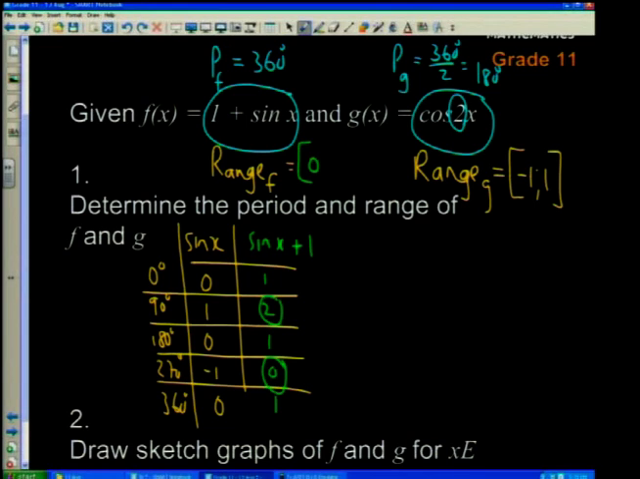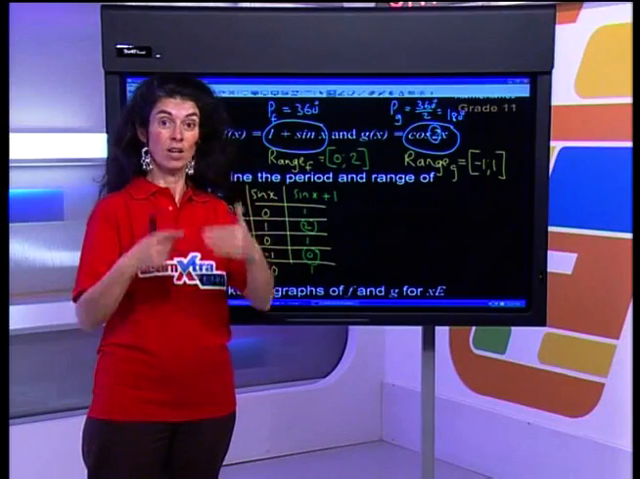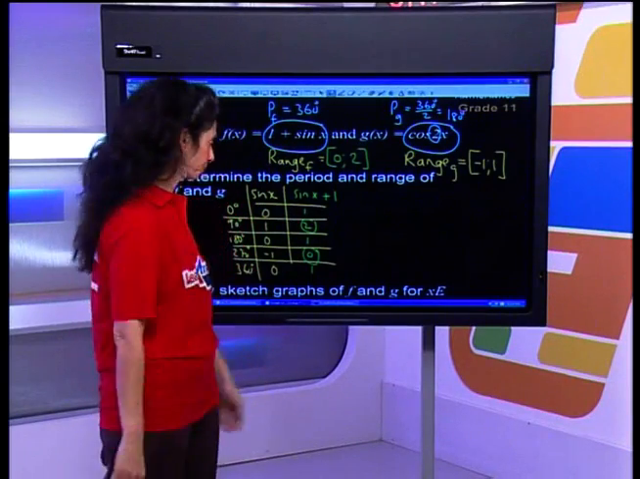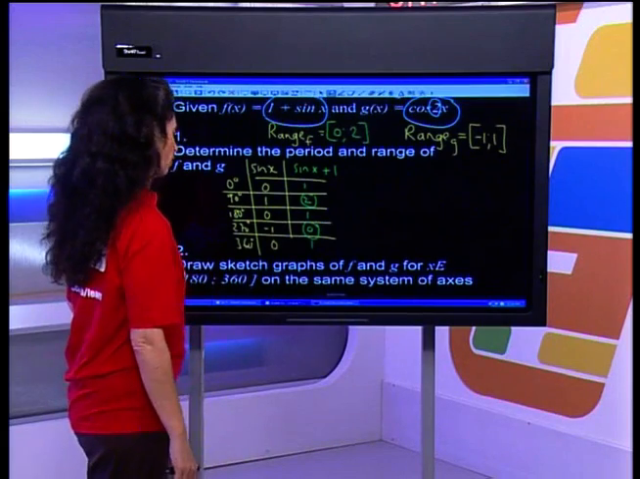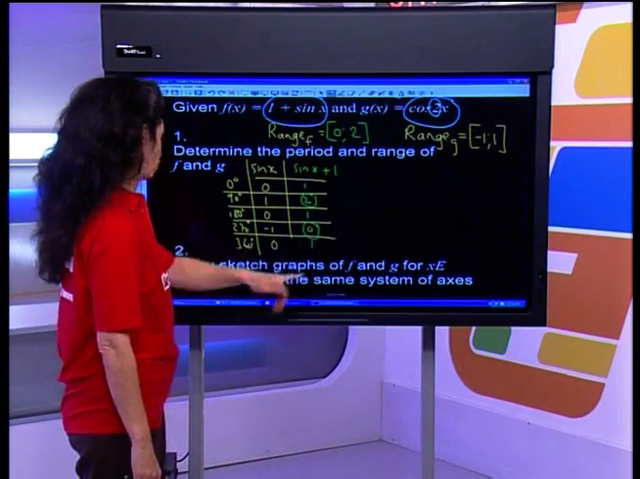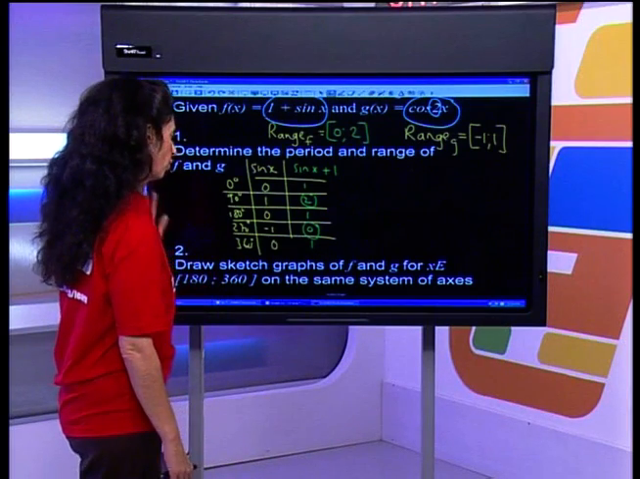Smallest value first, from 0 to 2. So when you have a vertical translation, your graph is actually affected in the range. Okay? And then obviously the second graph is to sketch the graphs of f and g for a particular domain.